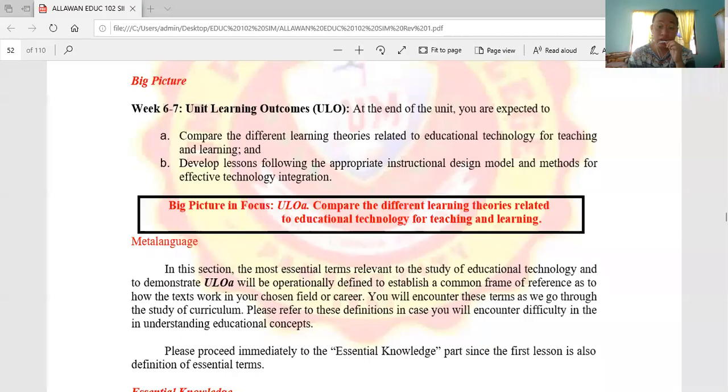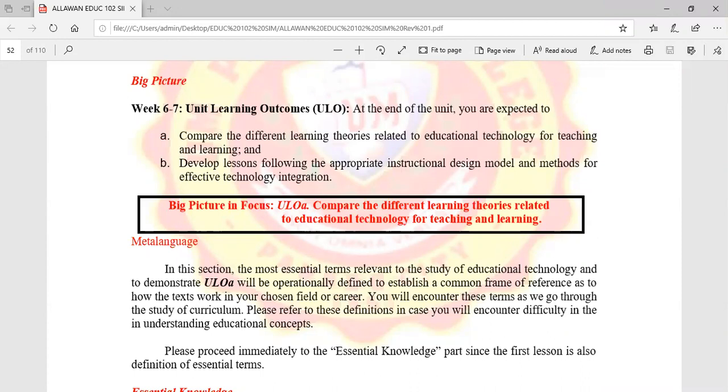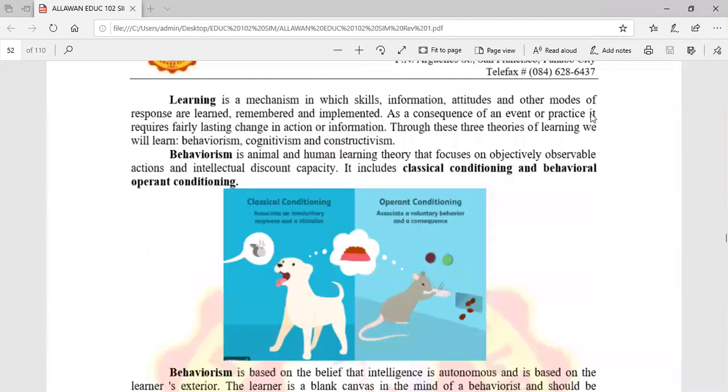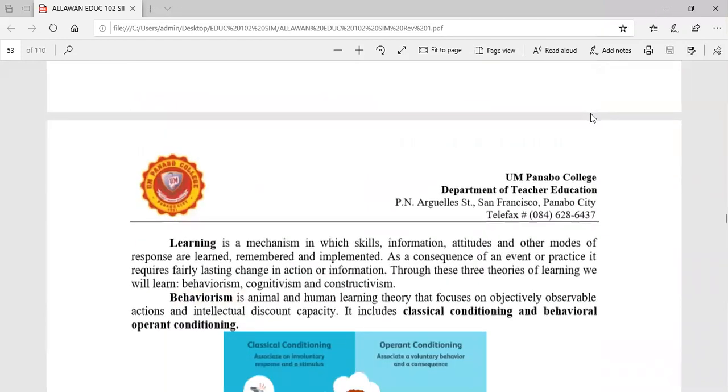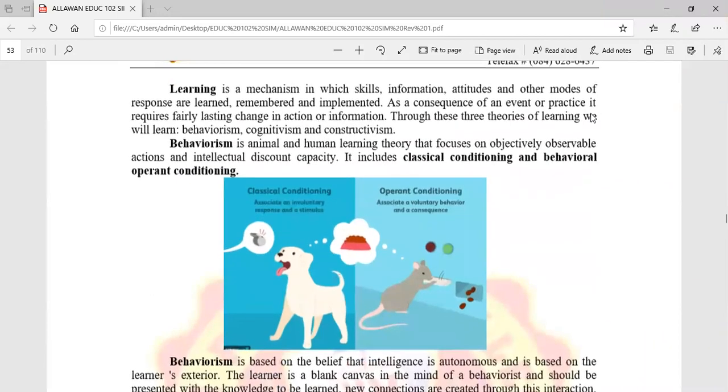Our lesson for weeks 6 to 7 covers the unit learning outcomes. At the end of the unit, you are expected to first compare the different learning theories related to educational technology for teaching and learning, and also develop lessons following the appropriate instructional design model and methods for effective technology integration.